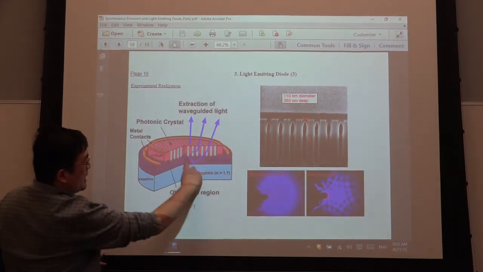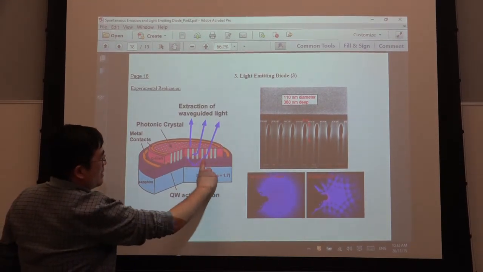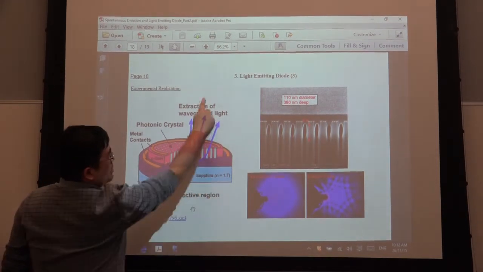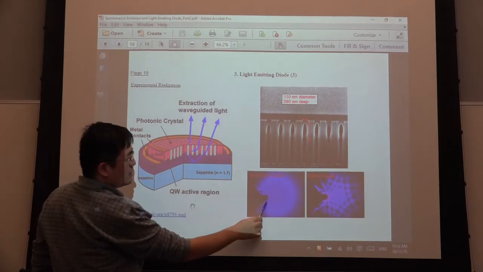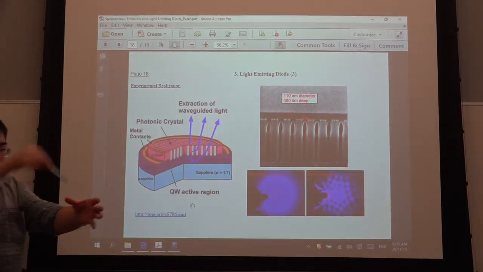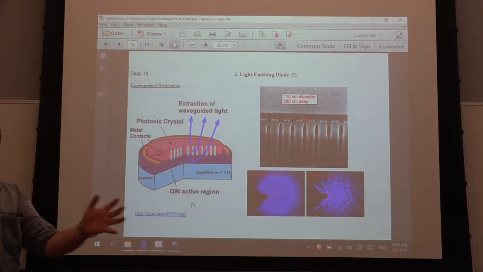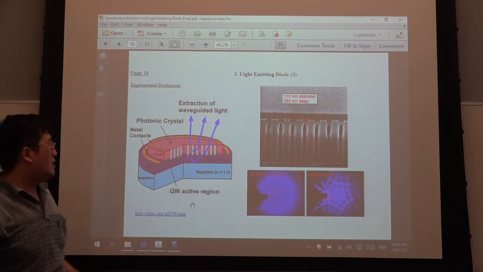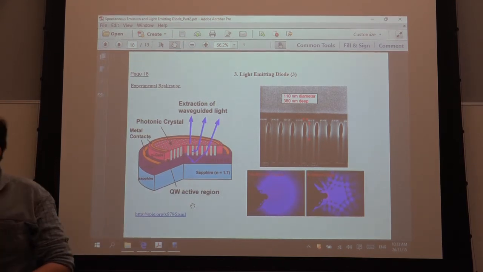Initially the light is guided away, but from this photonic crystal, it couples to the outside. You can see the case with no photonic crystal. With the photonic crystal, there is very strong light emission, because in the x or y plane the band gap can stop the light, and they only allow emission in this direction. This is the experimental realization.